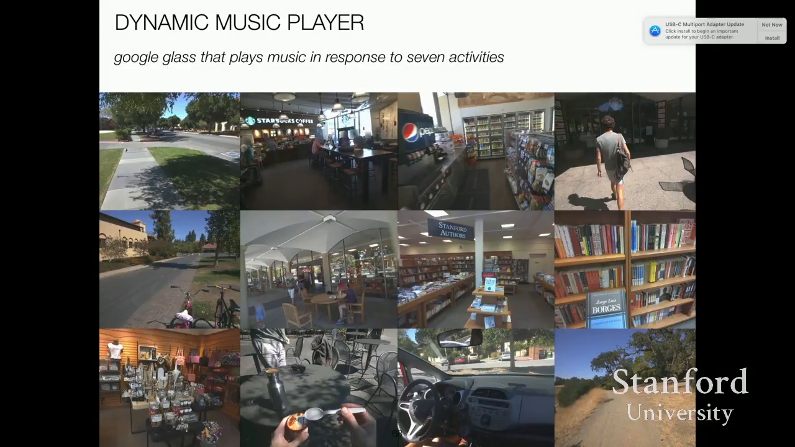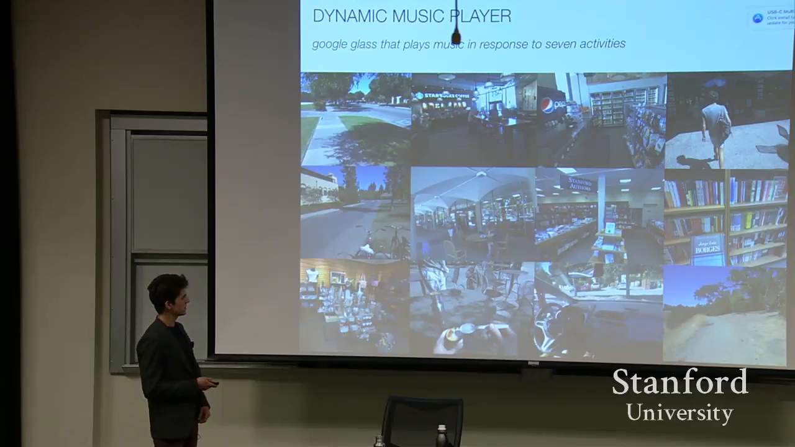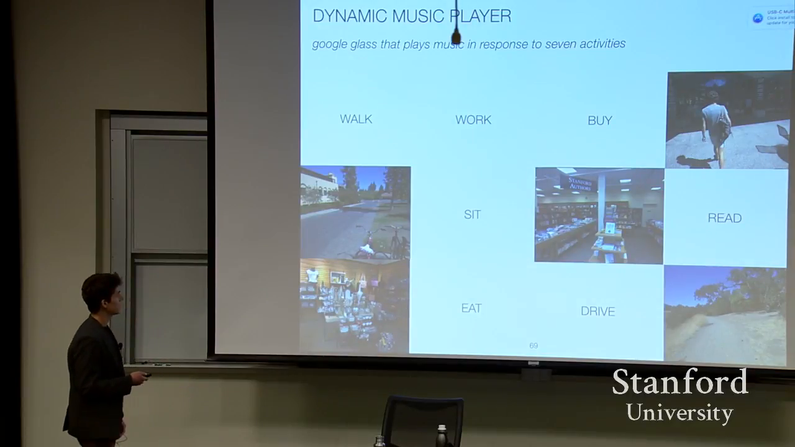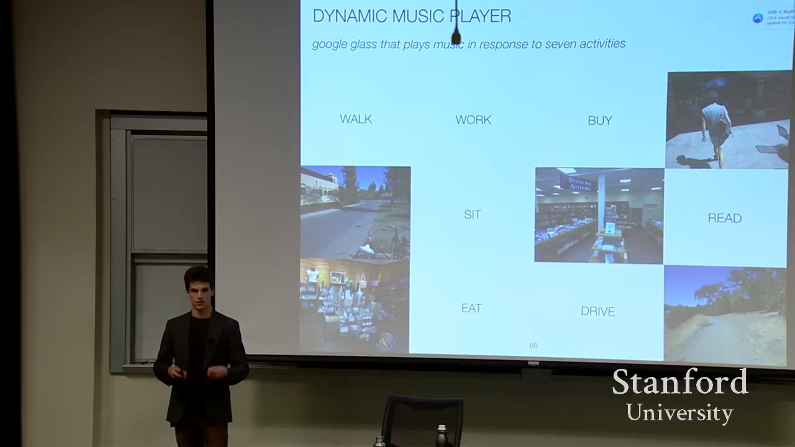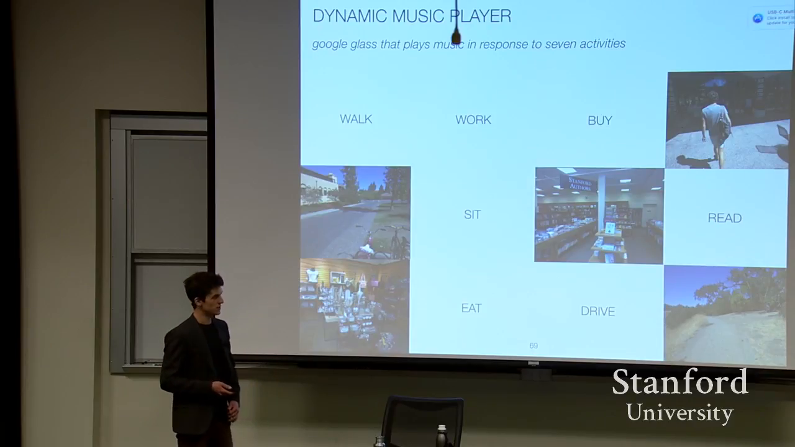And we actually built this out into what we call the dynamic music player. So we took a Google Glass, had it take continuous pictures over the scene, had those pictures passed to the Augur API, identified activities that it could, and then passed those back to play different kinds of music. So we were looking at 7 activities in particular: walking, working, sitting, eating, driving, buying, and reading. And we just wanted to see, how well could the system do in practice at identifying this basic set of activities, given the context that we were able to get from these images.